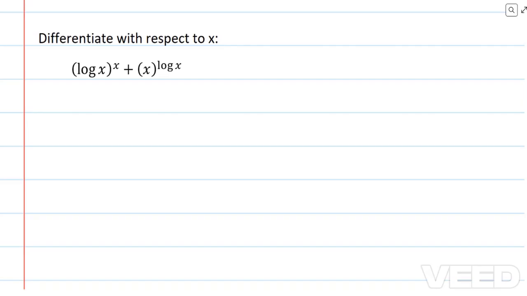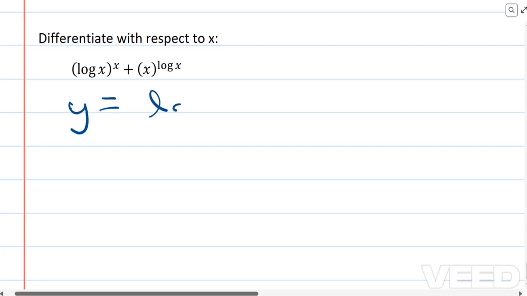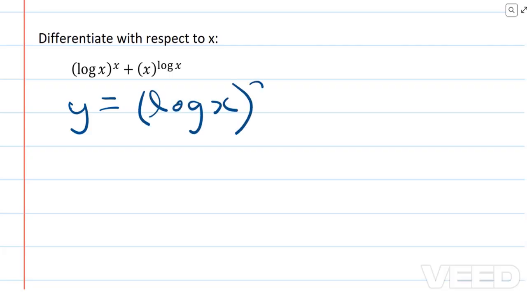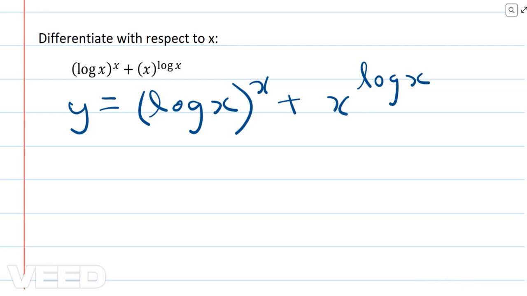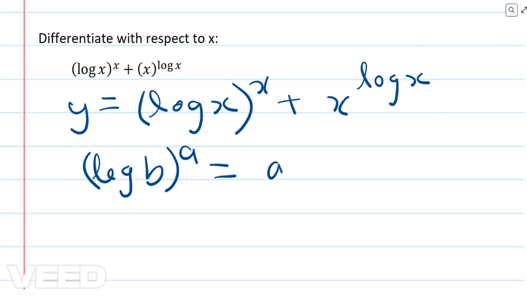The problem says differentiate log x to the power x plus x to the power log x with respect to x. So let's write this down as y is equal to (log x)^x plus x^(log x). Before diving into this problem, we'll have to understand a property of logarithms. So this is the property: log of b to the power a is written as a log b.